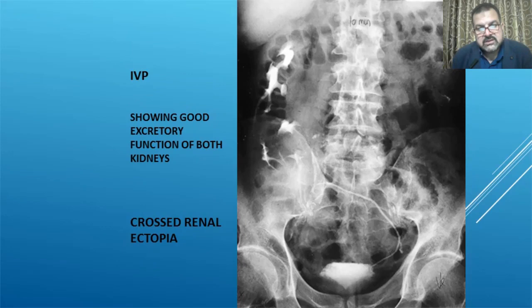Here, as you can see, no left side kidney, both kidneys are on the right side. This is crossed renal ectopia. And the thing which I need you to notice here is the normal insertion of the left ureter in the same side, in the same anatomical location.